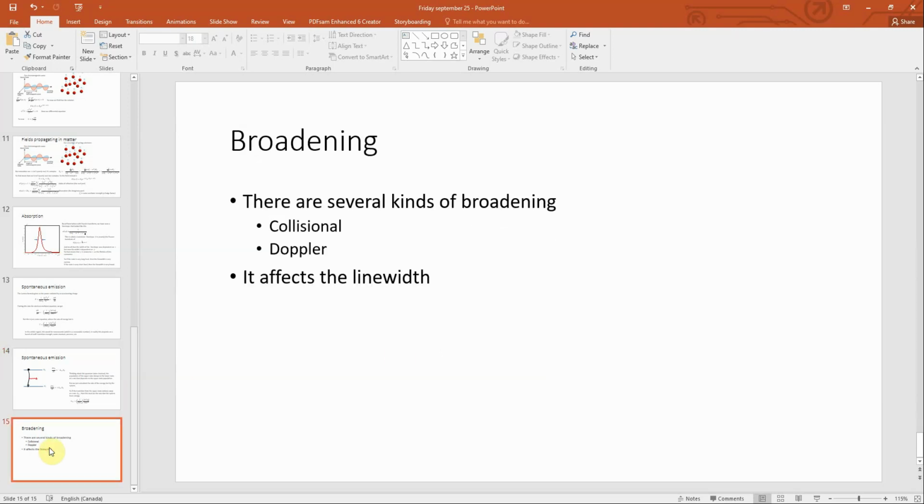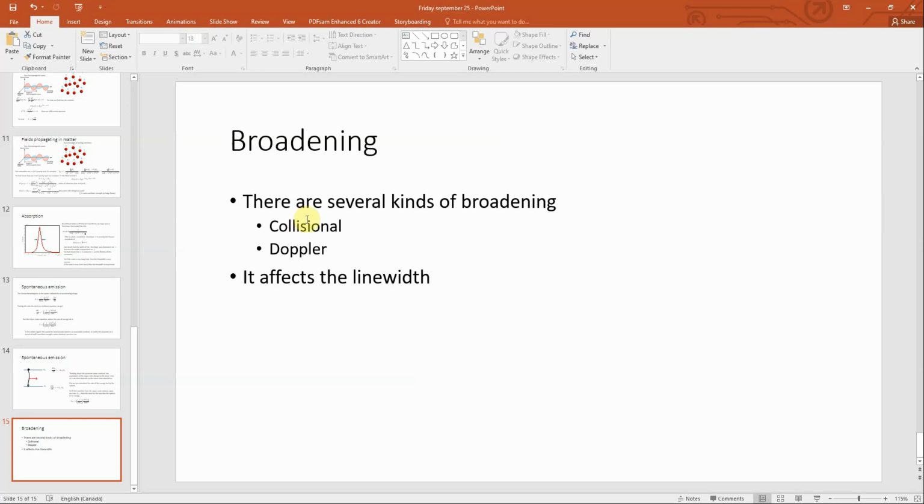Okay, I'll be finishing off this week with talking about a couple kinds of broadening. If you look at the textbook, I think broadening is covered in about 20 pages or so. I don't really care to talk about broadening because it's not particularly interesting. But basically, there are several kinds of broadening. The textbook talks about 2 of them. One of them is collisional.